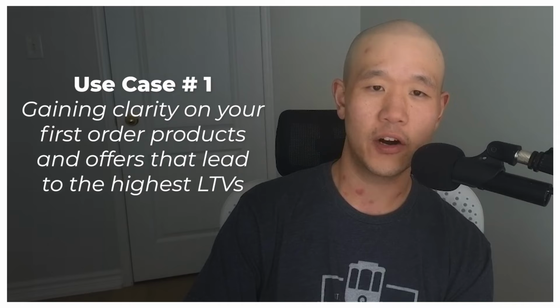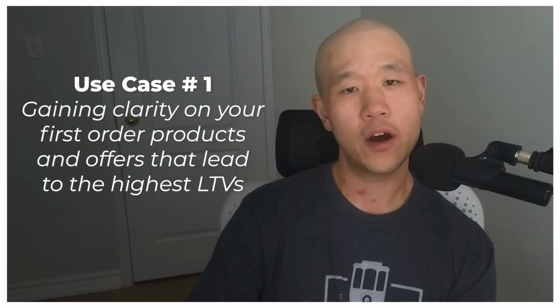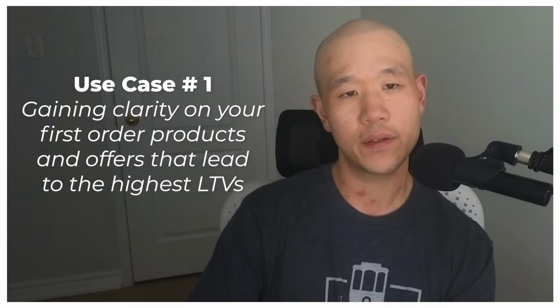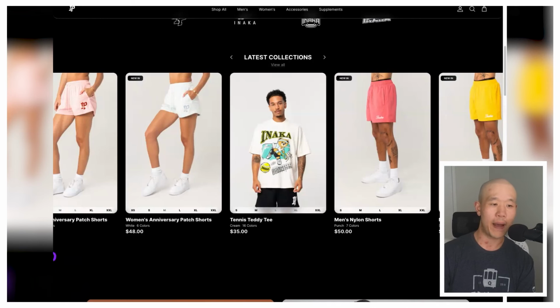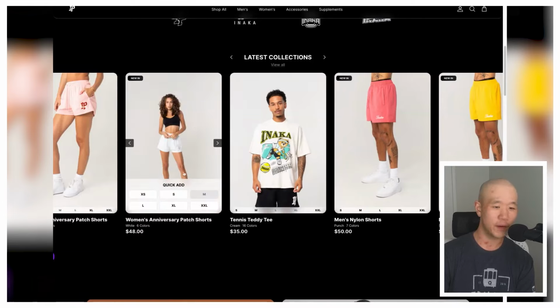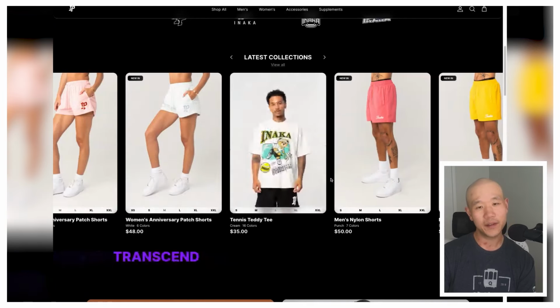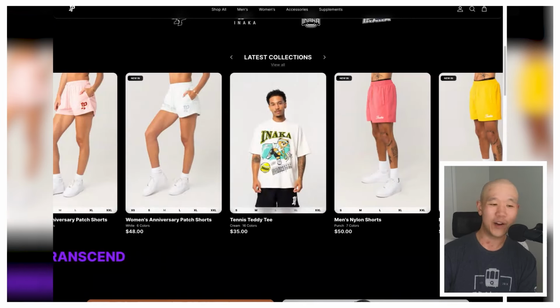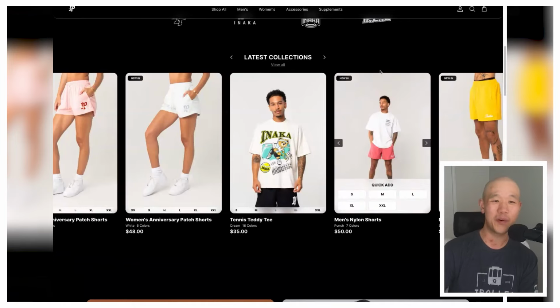All right, so use case number 1, in my opinion, is gaining clarity on your first order products and offers that lead to the highest LTVs. Across your entire SKU set, there are products that lead to different LTVs. Let's say you run an athleisure company, kind of like Inaka Power that I'm showing on screen right now, and you sell shorts, t-shirts, leggings, shoes that I don't think Inaka sells yet, but maybe they will at some point.